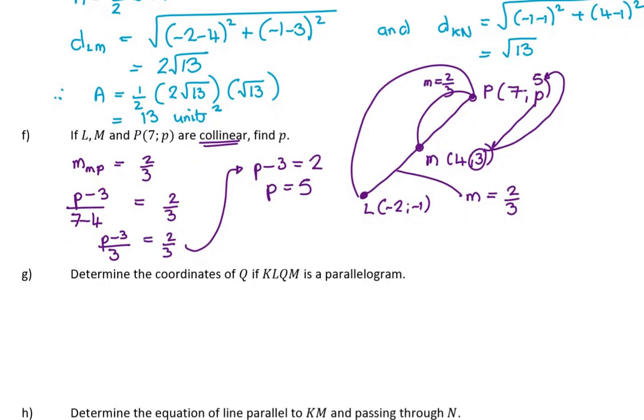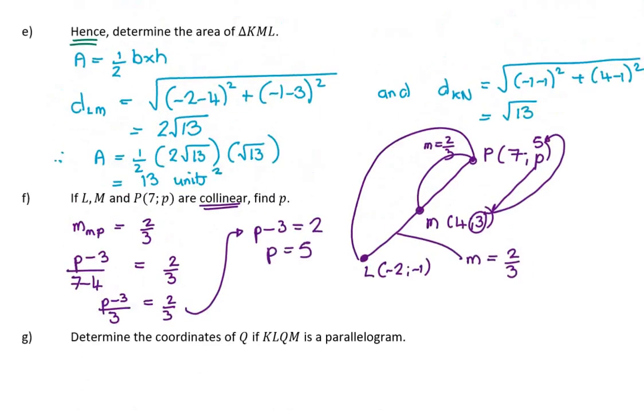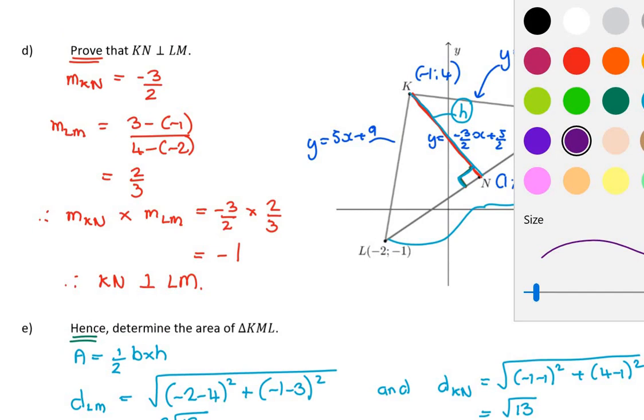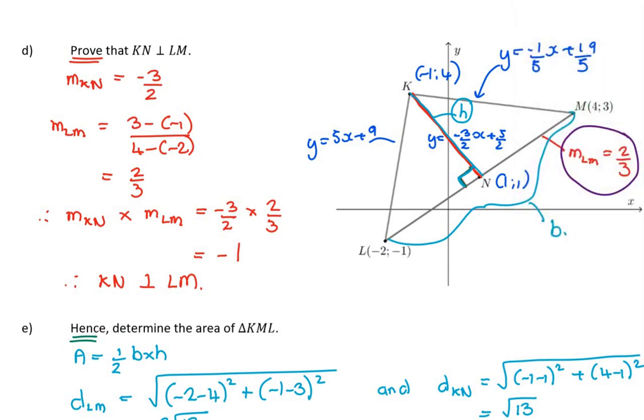Determine the coordinates if KLQM is a parallelogram. So we need our picture here. KL, now don't forget the way in which they label it is important. This particular question said KL, so Q must be down there. So QM, KLQM. Now, again, there are 2 different ways to do this.